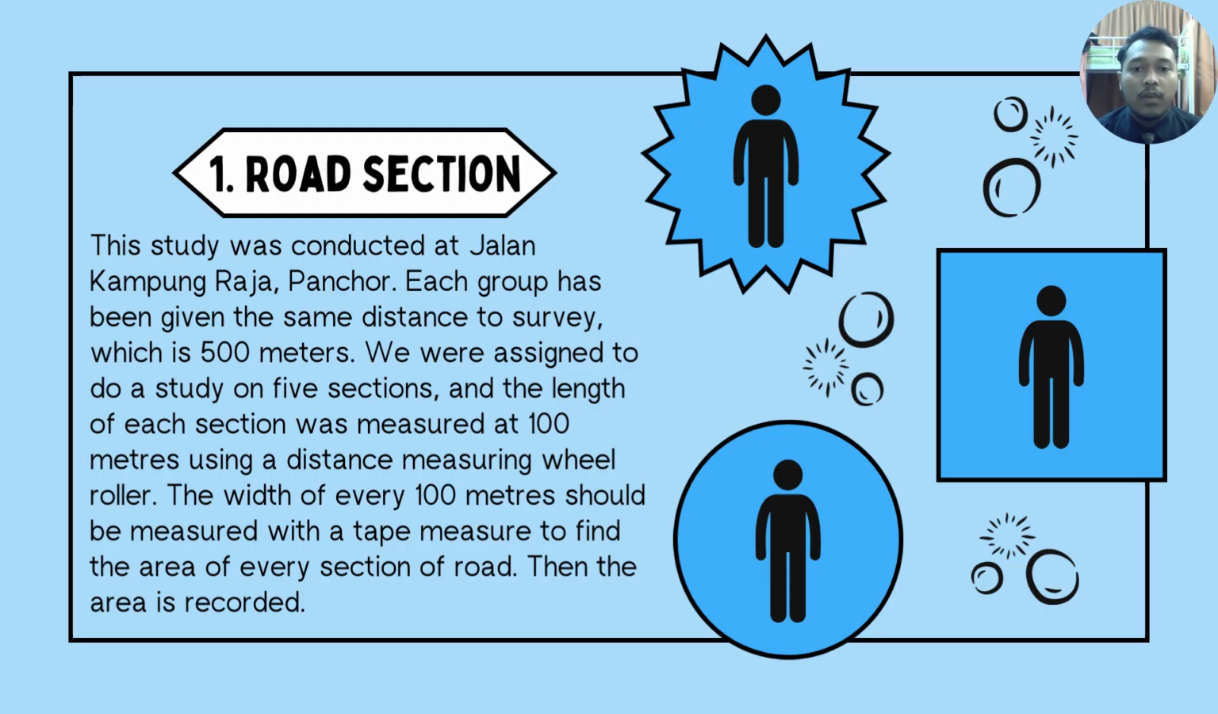Now I will present about the method. The first is road section. This study was conducted at Jalan Kampung Jawa, Pancho. Each group has been given the same distance to survey, which is 500 meters. We are assigned to do a study of 5 sections, and the length of each section was measured at 100 meters using the distance measuring wheel. The width of every 100 meters should be measured by a tape measure to find the area of every section of the road. Then the area is recorded.